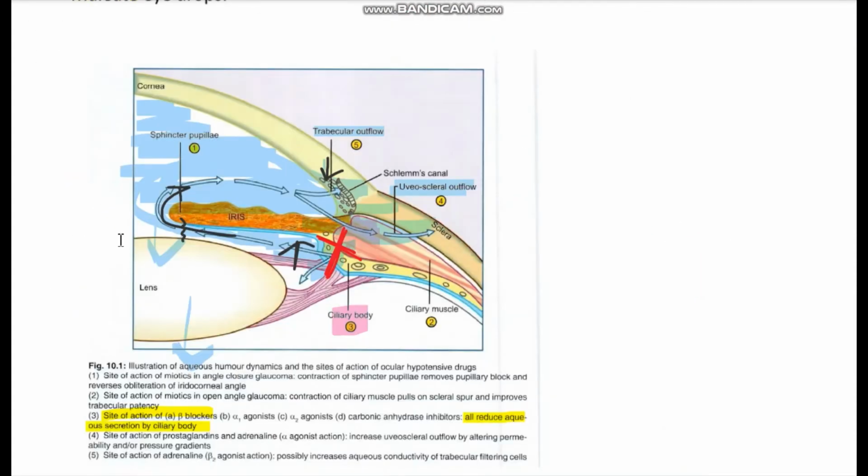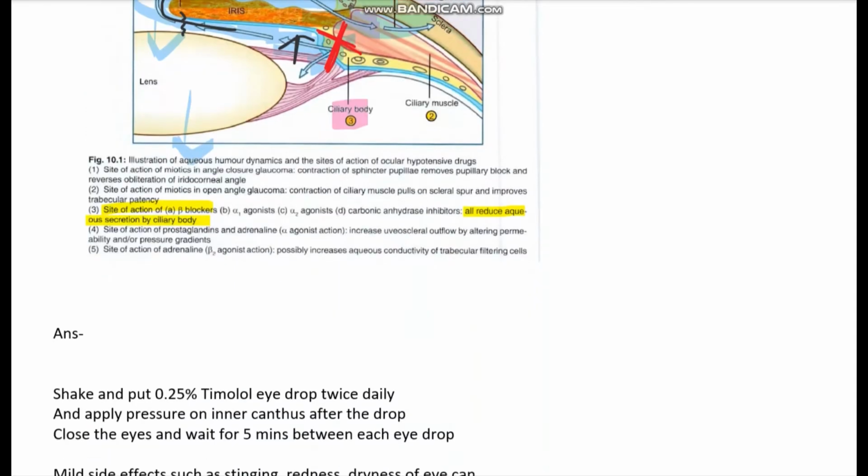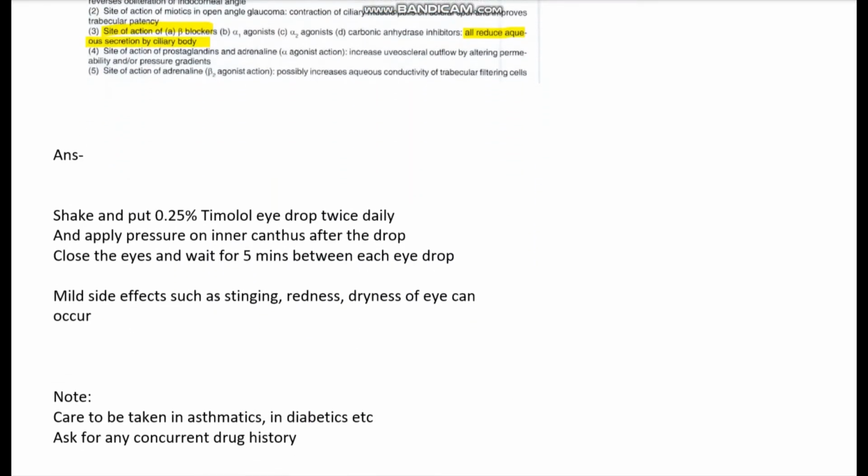Let's see the instructions I've written down here for you. So, first of all, you will be explaining to the patient what his condition is and why you are giving this eye drop. It is going to reduce the intraocular pressure in your eye. Alright, now the instruction regarding the use. Regarding the use, you will tell that before using those eye drops, shake that bottle and put this Timolol eye drop twice daily. Take it once in the morning and once in the night.